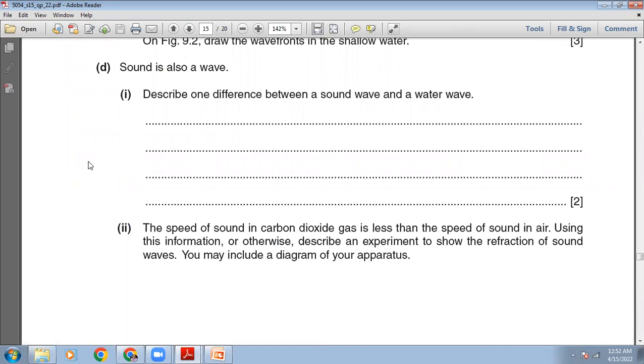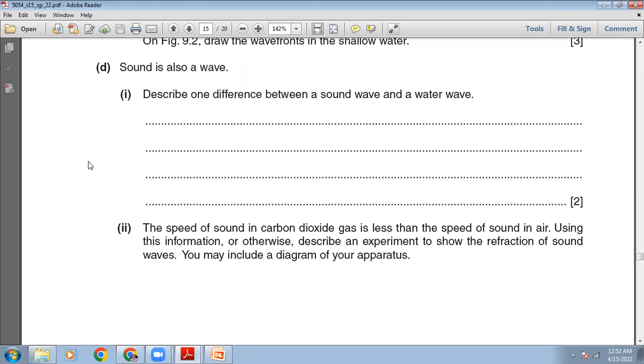Describe one difference between a sound wave and a water wave. You know, the sound waves, they are longitudinal waves, and they comprise of compressions and rarefactions. Whereas the water waves are transverse waves, and they comprise of crest and trough. So that's the basic difference.